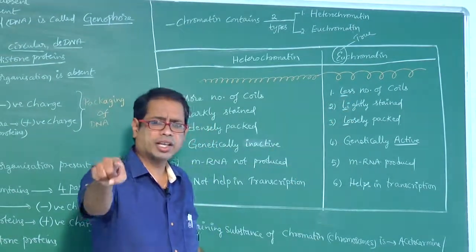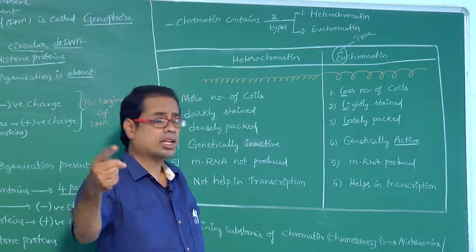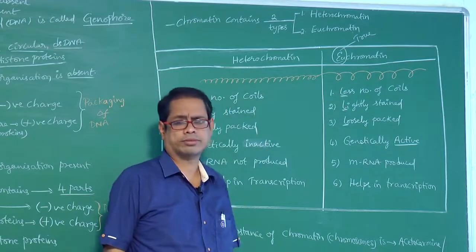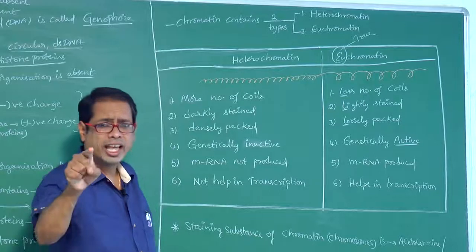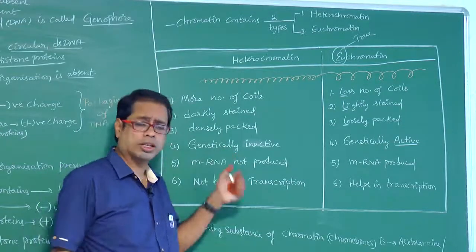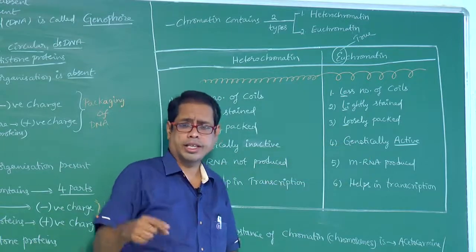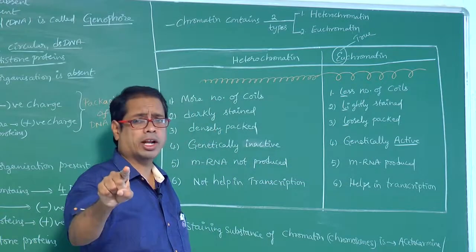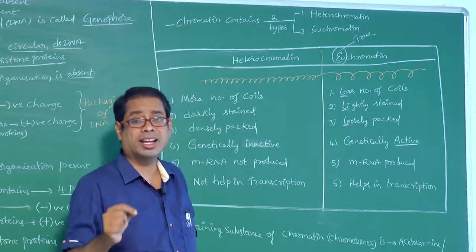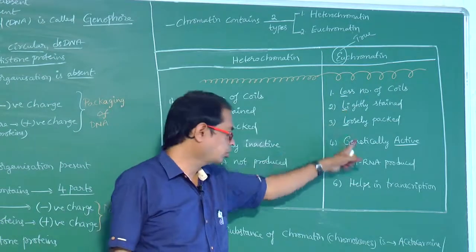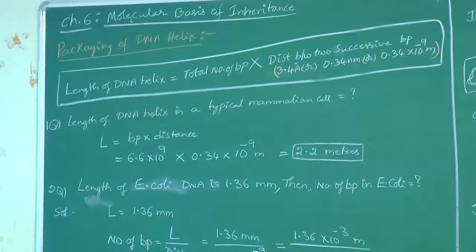Loosely packed, euchromatin. Lightly stained, euchromatin. Less number of coils, euchromatin. Densely packed, heterochromatin. Genetically inactive, heterochromatin. Genetically active, euchromatin. mRNA is produced from which chromatin? Euchromatin. Which chromatin helps in transcription? Euchromatin. So please note down all these points, my dear students.